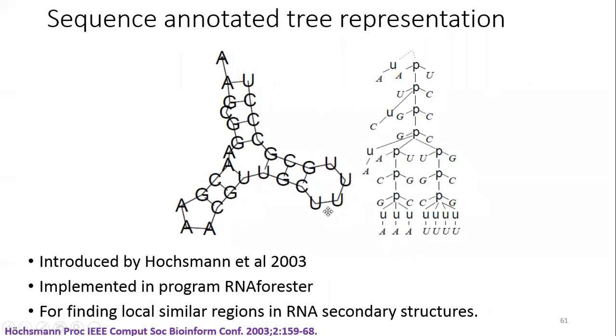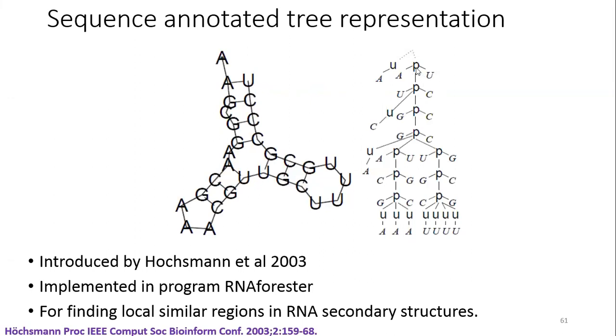Can you correlate it? As you can see over here, in a tree, this is your stem, where A is one of the leaves. This A is over here, which is one of the leaves attached to this stem, and this U is another leaf.